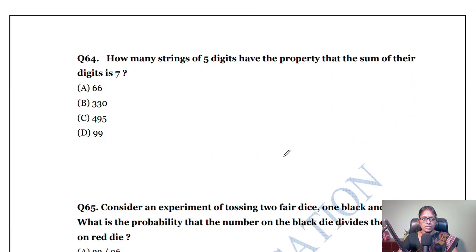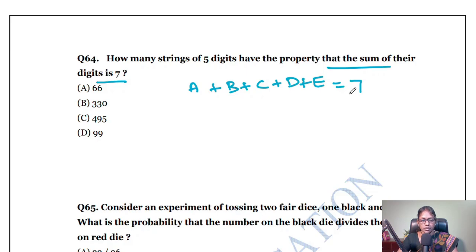The next question is, how many strings of 5 digits have the property that the sum of their digits is 7? I don't know what the digits are. You consider a plus b plus c plus d plus e. There are 5 digits, and the sum of their digits is 7.